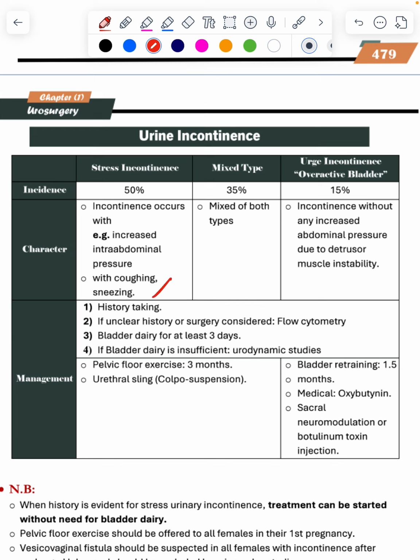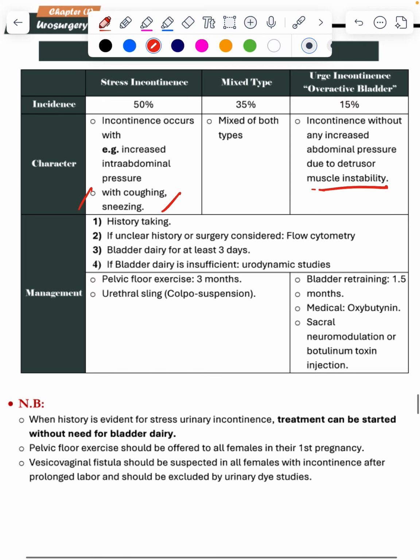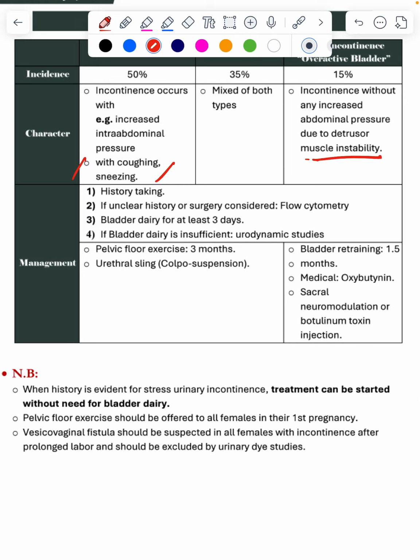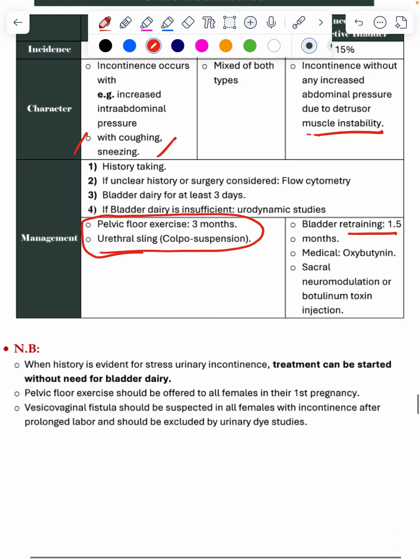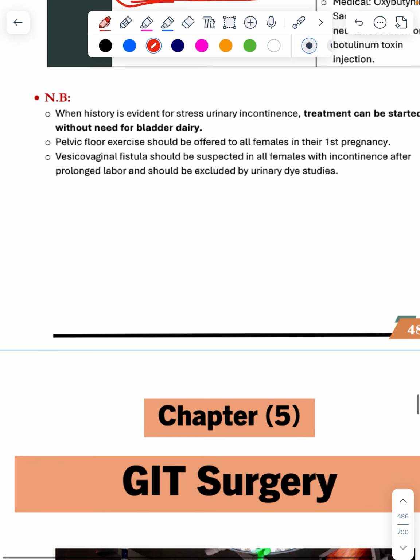What are the different types of incontinence? Stress incontinence occurs when there is increased abdominal pressure, coughing, sneezing. Urge incontinence, overactive bladder, is detrusor instability. So in overactive bladder there is bladder training. Well, in stress incontinence there are pelvic floor exercises.